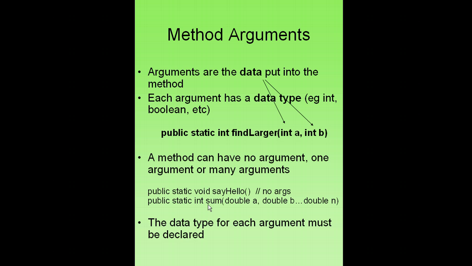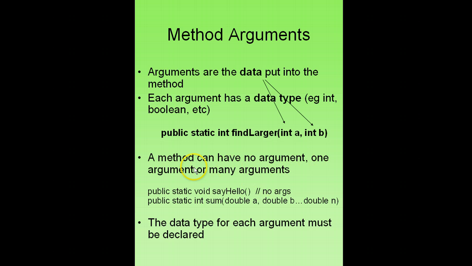As mentioned, arguments are the data put into the method, and like variables, each piece of data should have a data type. In this case, it's an integer data type. Of course, it can be a string, a double, a character, and so on. Now, a method can have no arguments. For example, sayHello has no arguments. You see in between the brackets, it's blank.